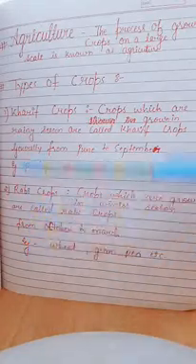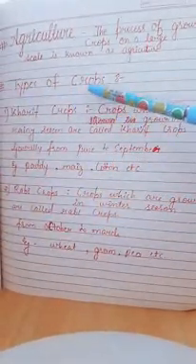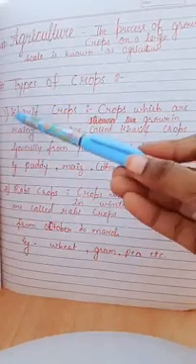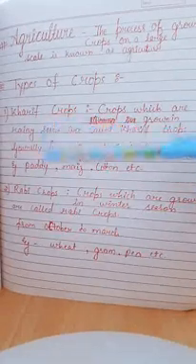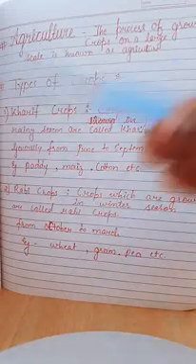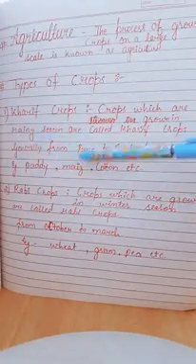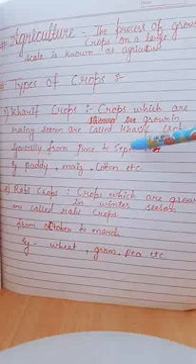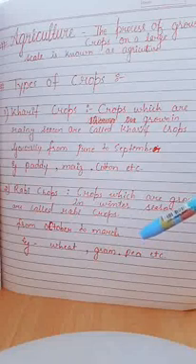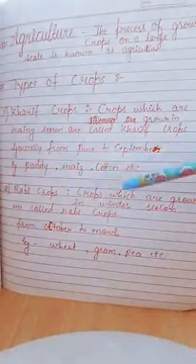Before going deeply into this chapter, we should know about the types of crops. Have you heard about types of crops? First is kharif crops. What are kharif crops? The crops which are grown in the rainy season are called kharif crops, generally from June to September. Examples are paddy, maize, cotton, etc.